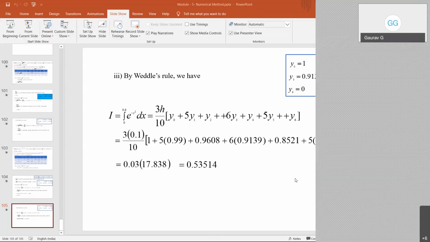How many participants are there? About 7 to 8, only that much. Maybe they are busy with their own work, I guess.